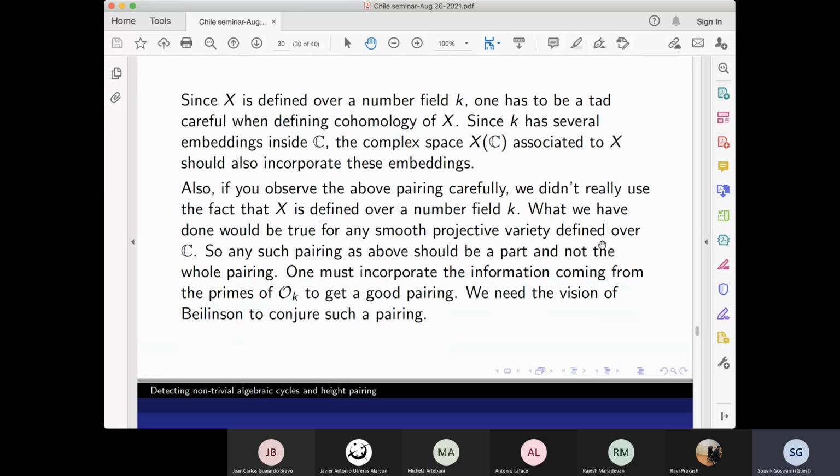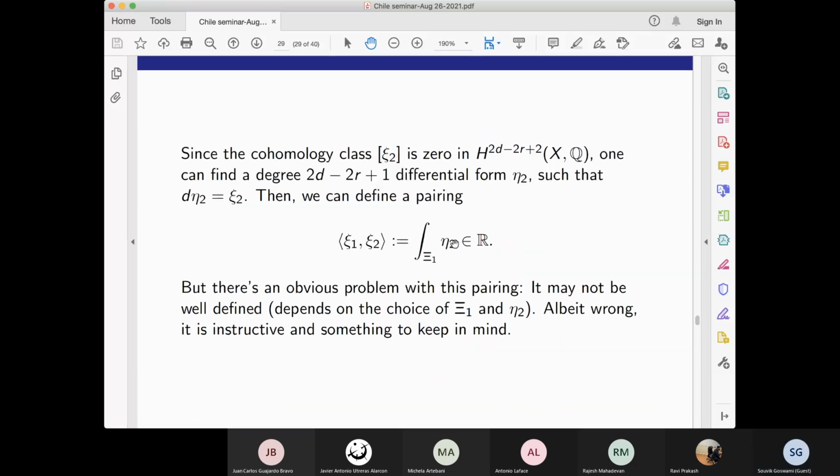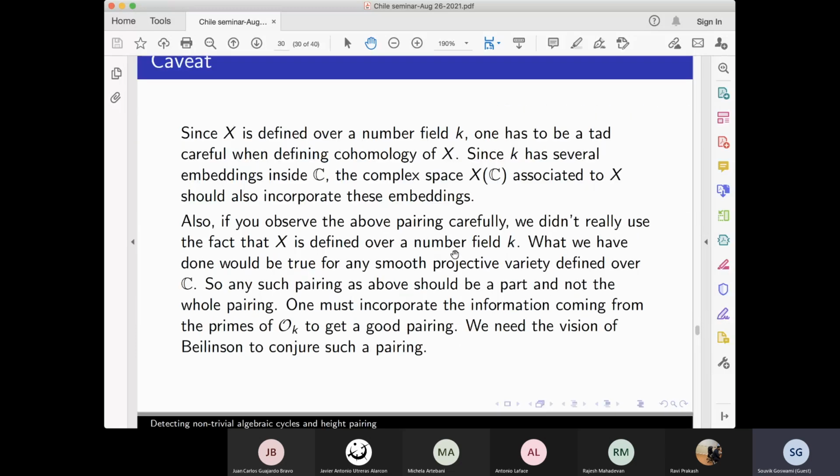So this doesn't capture in generality the whole of X in some sense. X is defined over a number field, so the primes in the number ring of the number field should play a role, but in the pairing that we have defined, they didn't. So one can call it, let's say, the complex part of some pairing, or a complex pairing, but it's not really a total pairing.